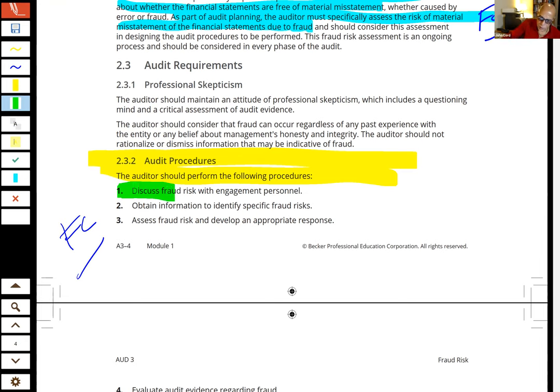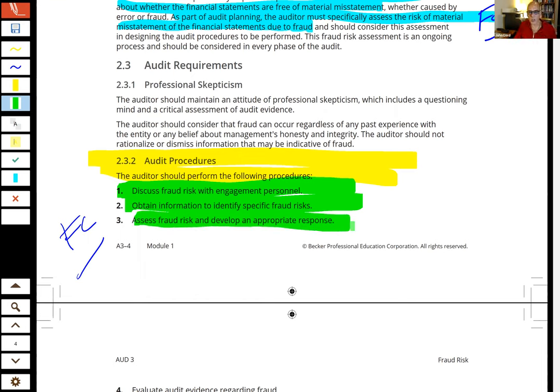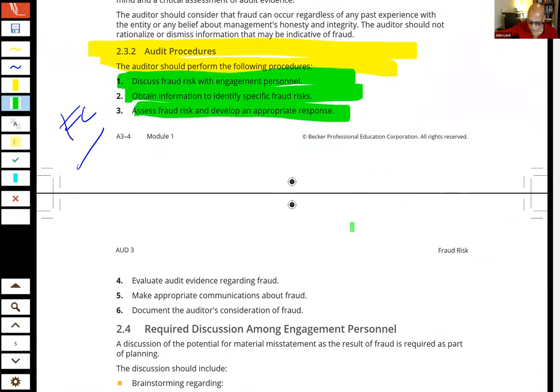We will discuss fraud risk with the engagement personnel. We'll hold a brainstorming meeting that will say, hey, how could something fraudulent happen here? Obtain information to identify specific fraud risk. We're going to want to obtain information that allows us to see if we have the incentive and pressure, the opportunity, the rationalization, the bad attitude. Assess fraud risk and develop the appropriate response. We will literally have to say the risk of material misstatement due to fraud is high, medium, low, whatever it is. We have to document that. Then we have to respond.